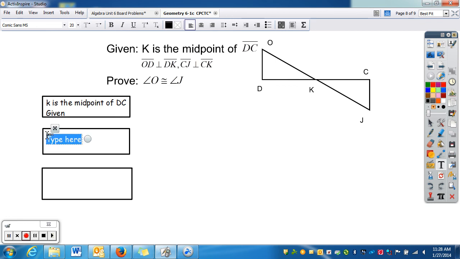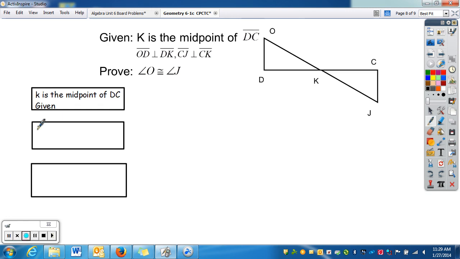And then we're also going to say that OD is perpendicular to DK, and CJ is perpendicular to CK. Alright, and again that is also given to us. So since K is the midpoint of DC, I know that this is congruent to that.